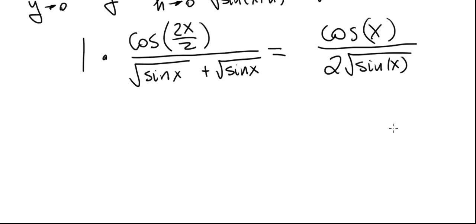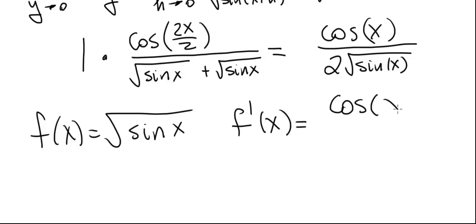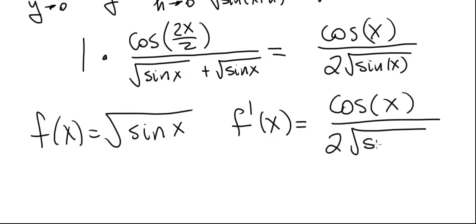Let's summarize this. If f of x is equal to the square root of sine x, we just showed by the definition of the derivative that f prime of x equals cosine of x divided by 2 times the square root of sine of x.